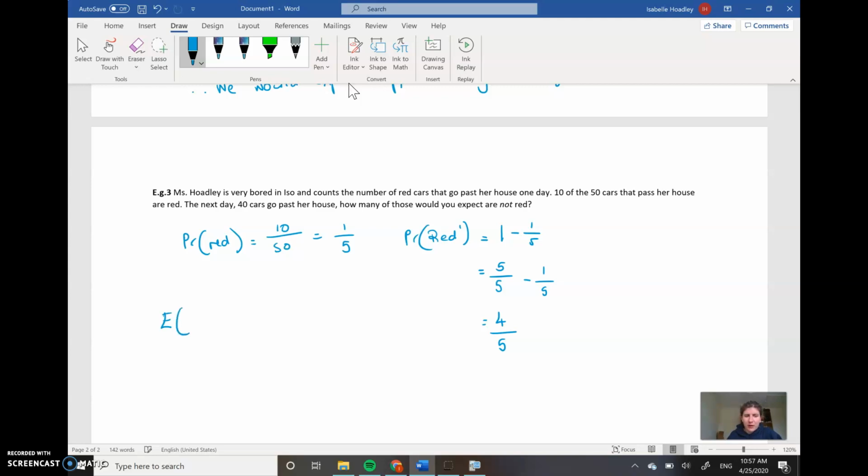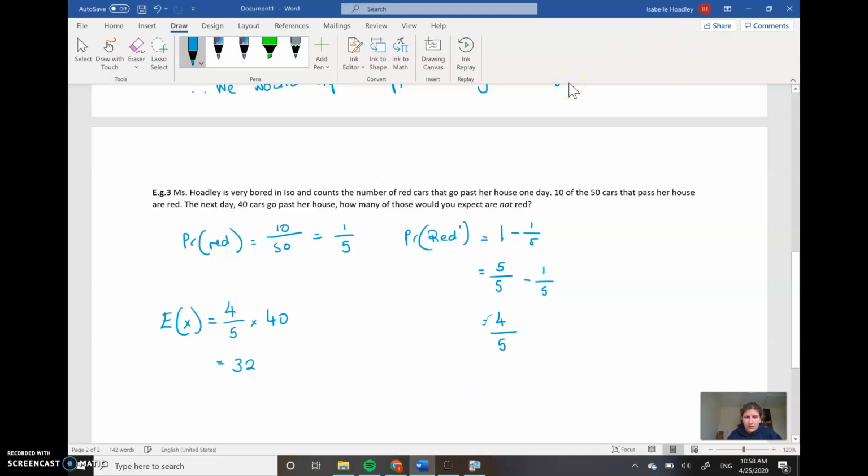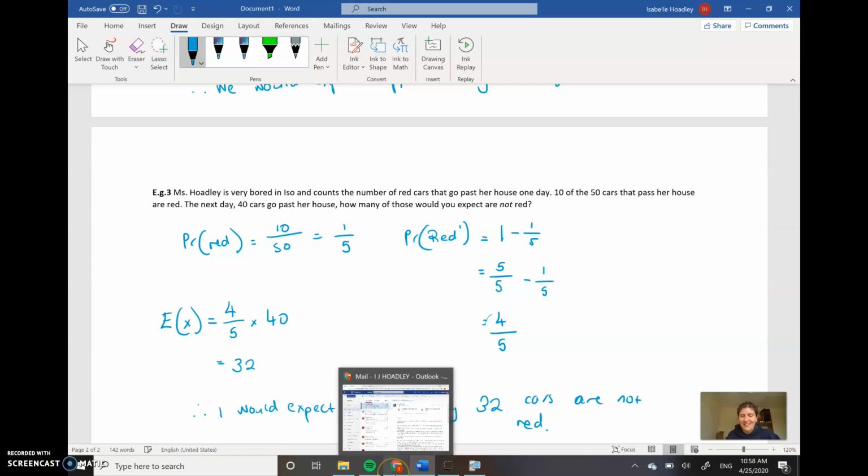Now, my expected number of not red cars is 4/5 times 40, which is 32. So I would expect approximately 32 cars are not red. There we go.